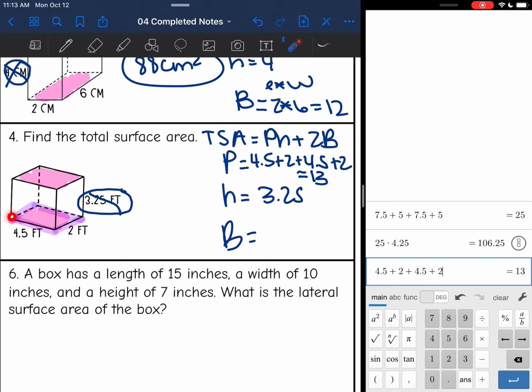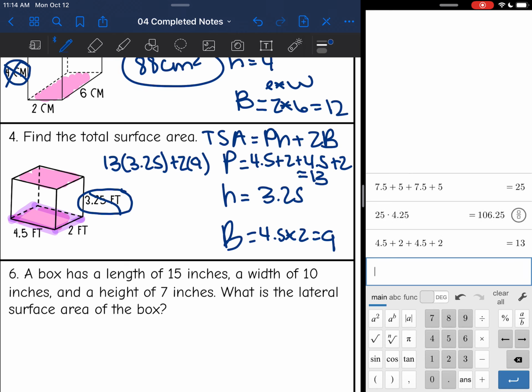To find the area, I just multiply 4.5 and 2. So 4.5 times 2 is 9. And now I have perimeter, height, and area of the base, which is all I need for my formula. So I'll do 13 times my height of 3.25 plus 2 times 9. And 13 times 3.25 plus 2 times 9 is 60.25 feet squared.